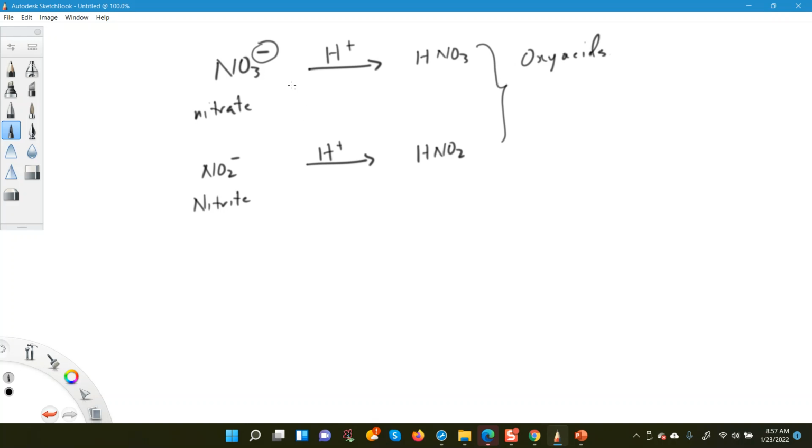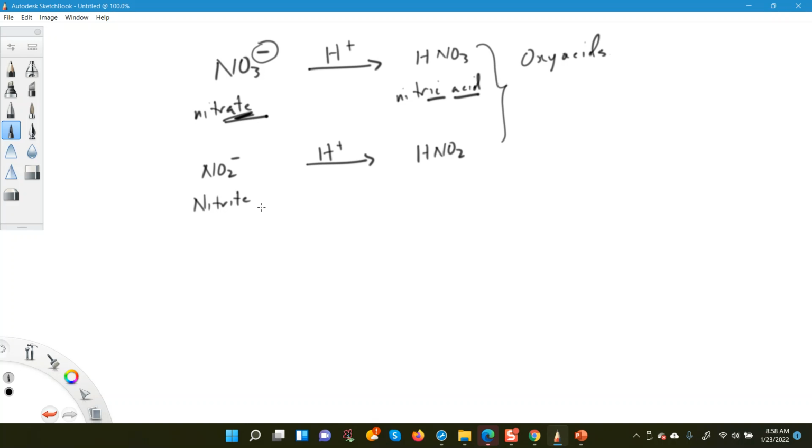So now we're going to look at how we name these acids. In the case of the first one, the name of this anion ends with ATE, right? According to the IUPAC rules, to name the corresponding acid, we replace the ATE with ic acid. So this becomes nitric acid. The ATE ending is replaced with ic acid, and that's how we name the corresponding acid from the anion from which it is formed.